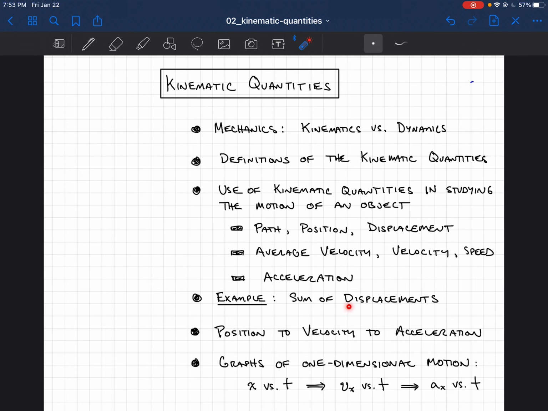I'll do an example to show you how we use this in practice. And then we'll talk about how these things are related: position, velocity, and acceleration, the three kinematic quantities, and show how you can analyze one-dimensional motion through graphs.